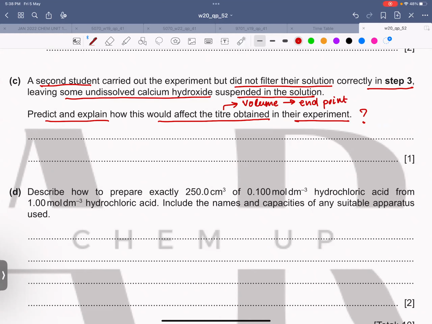Yes, sir. That means the solution's concentration becomes higher, so more moles of HCl will be needed, and the concentration of HCl will stay the same but its volume will become greater. Yes, because there is no change in the concentration of HCl, but there are now more moles in the solution of calcium hydroxide because there are some undissolved particles suspended in the solution. So there are more moles, and due to that more HCl would have been consumed. So the volume of HCl used is going to be greater, right?